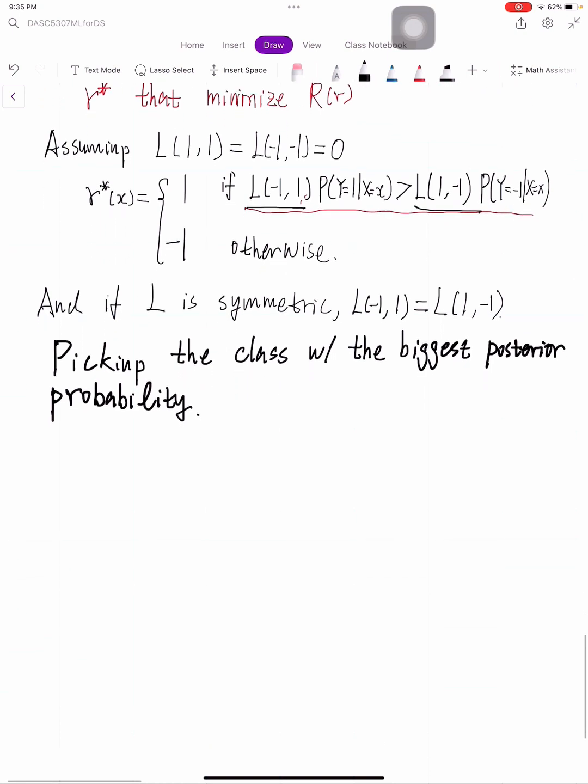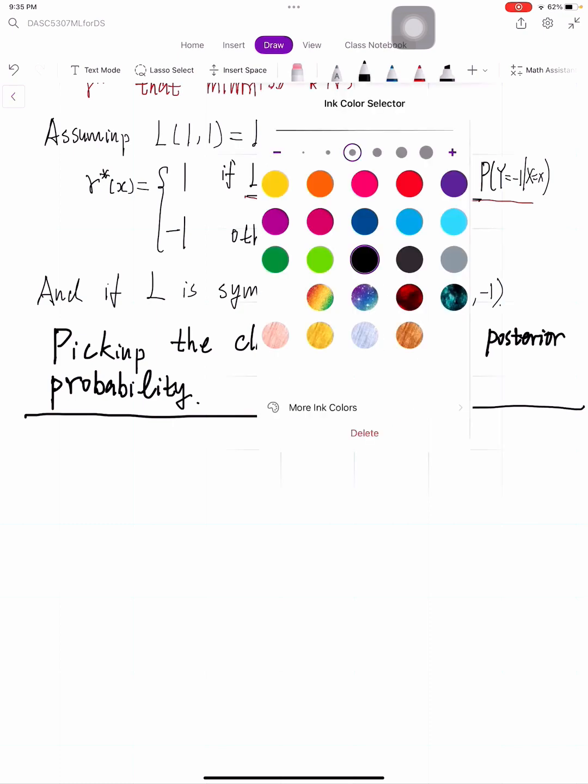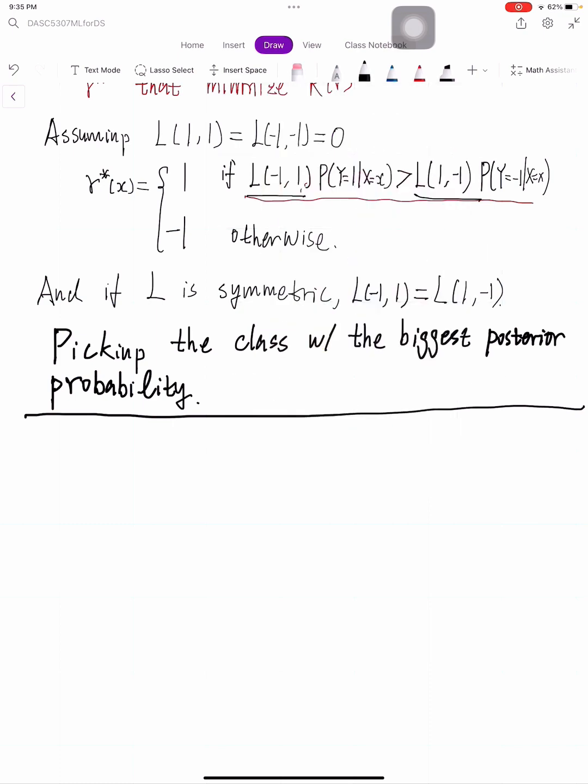Okay, so here I give you one example. Let's go back to the example at the beginning of the class, the cancer diagnostic problem. So the decision rule, the Bayesian classifier, in the cancer diagnosis example.